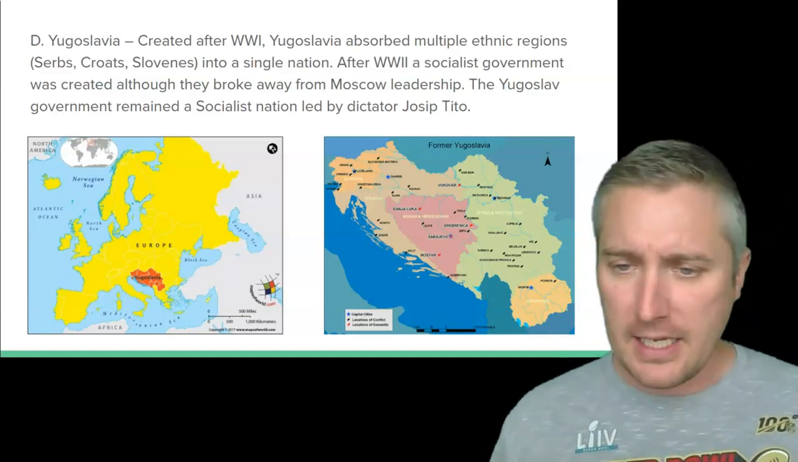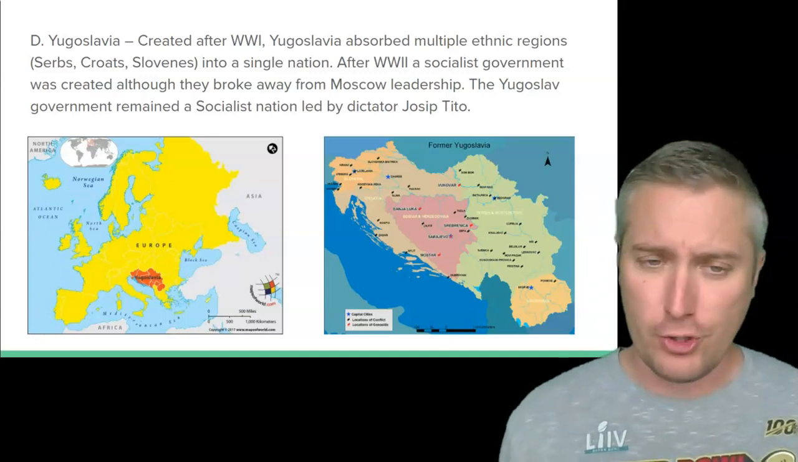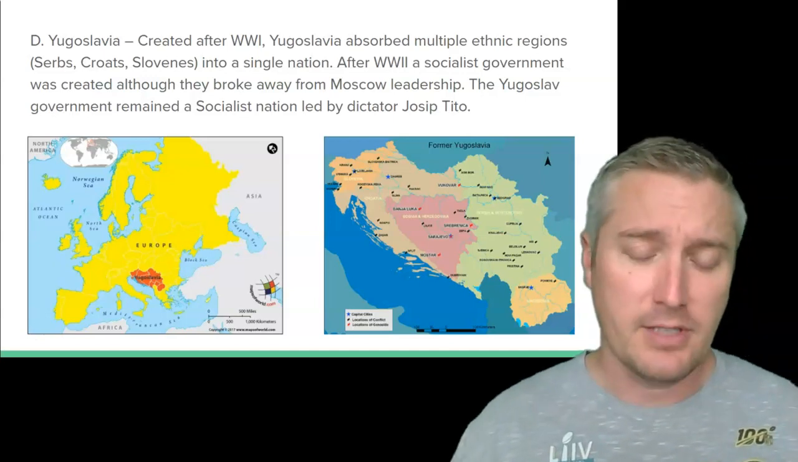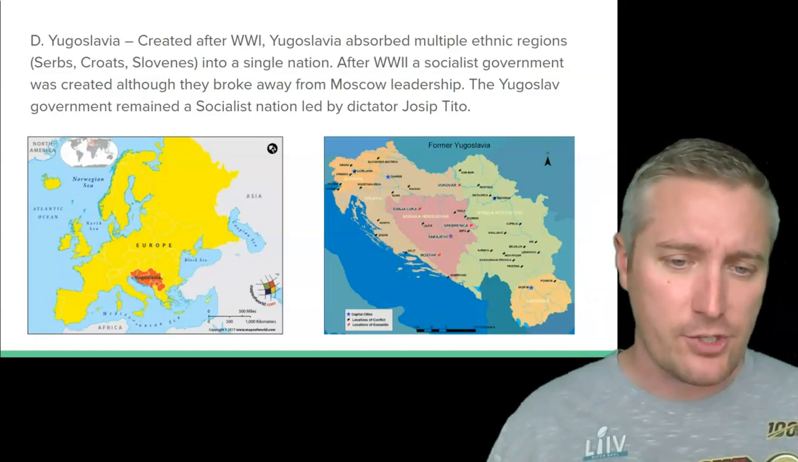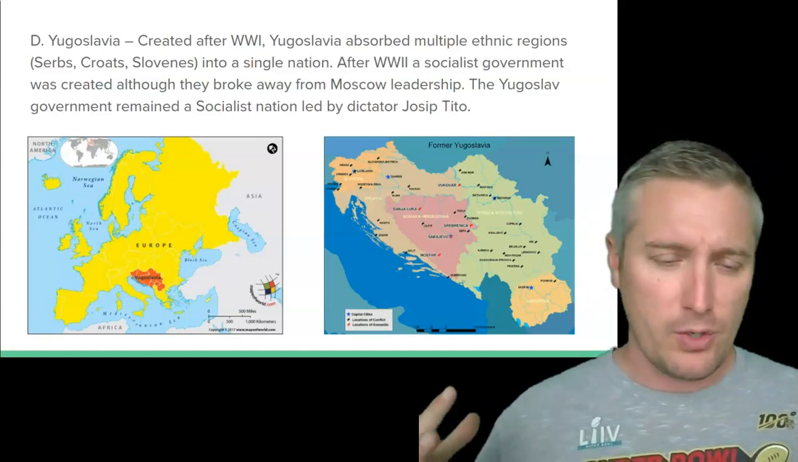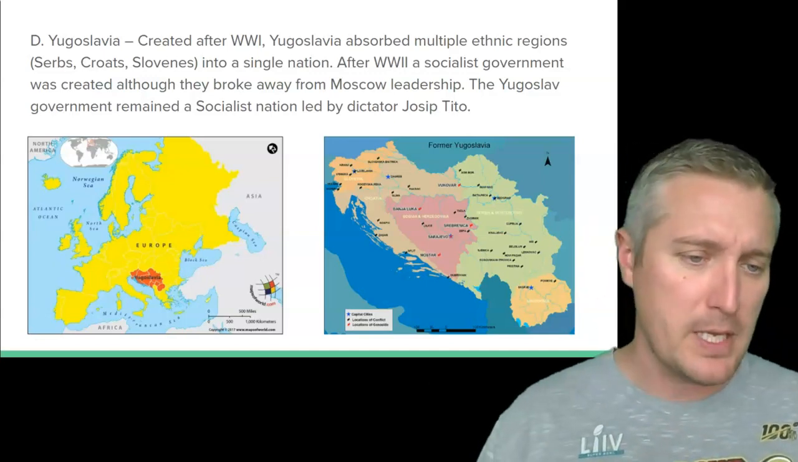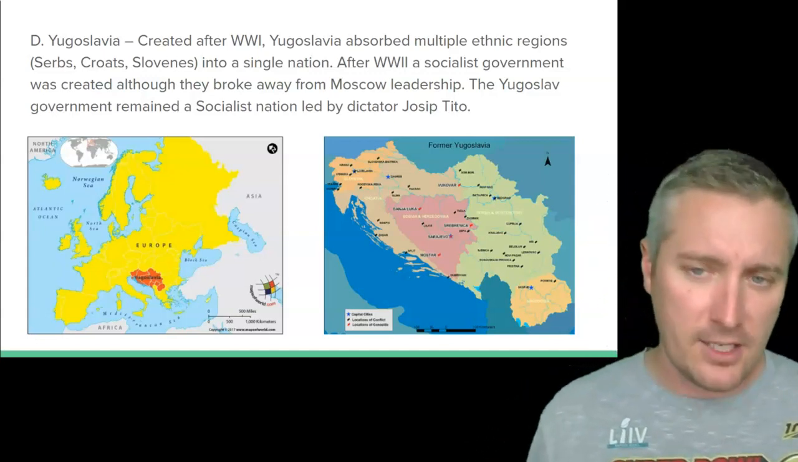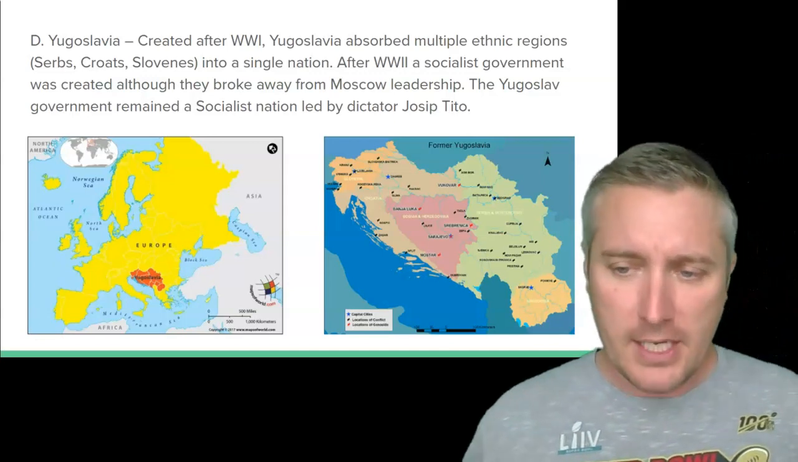Now, over the decades following World War II, this became a communist or a socialist nation, and it was led by a dictator named Josip Tito. And once again, I kind of alluded to this earlier. Tito, even though he was a dictator and was brutal to his people, did kind of keep a lid on the jar of these ethnic tensions. They didn't really flare up because nobody really wanted to mess with Tito, with the dictator.